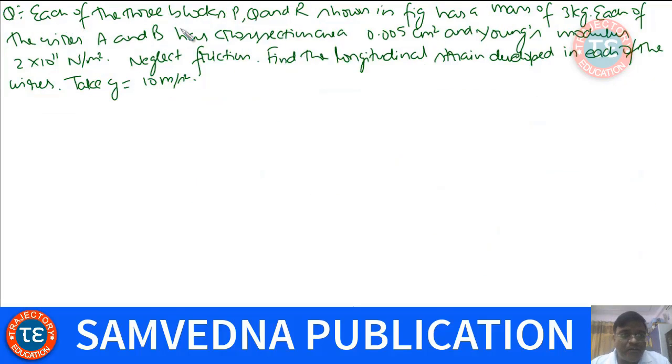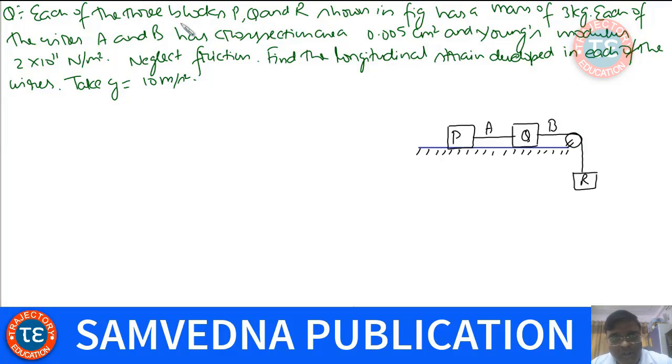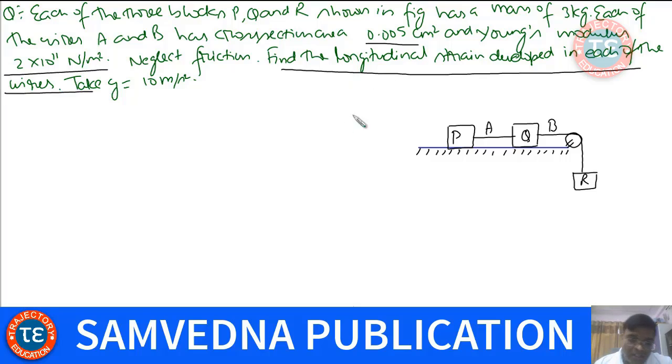Alright. Let's go to the next question. Each of the blocks P, Q, R shown in the figure. Let's draw the figure first. This is the figure. Each of the three blocks P, Q and R has a mass of 3 kg. Each of the wires A and B has a cross section area 0.05 centimeter square and Young modulus is this. Neglect the friction. Find the longitudinal strain developed in each wire.